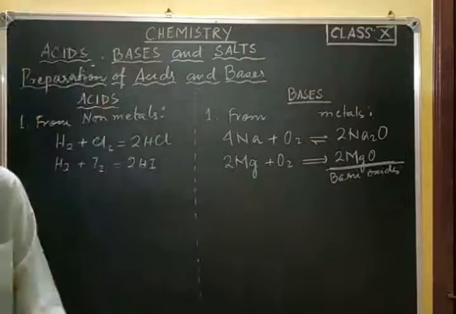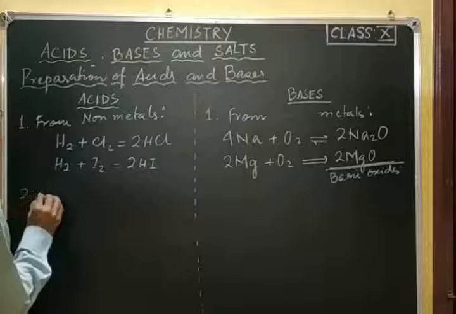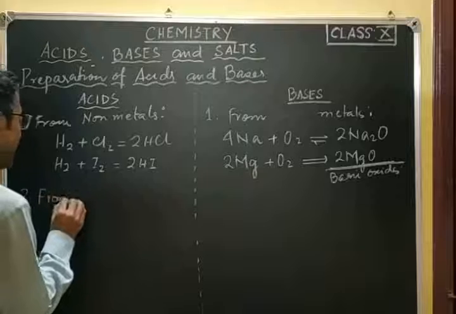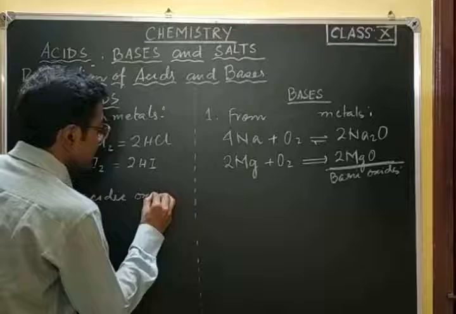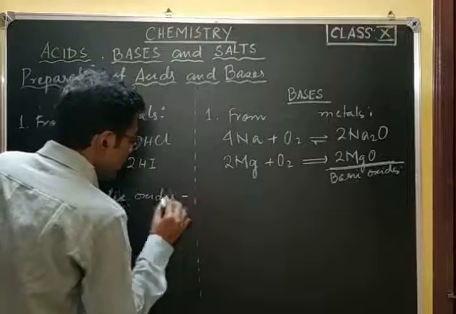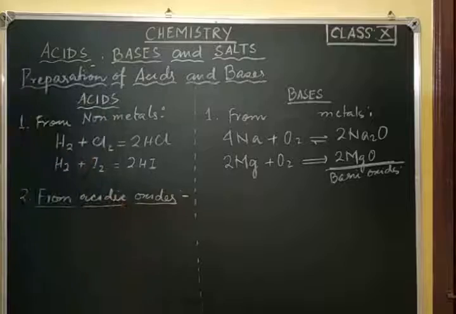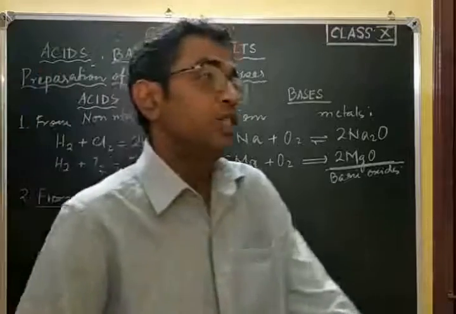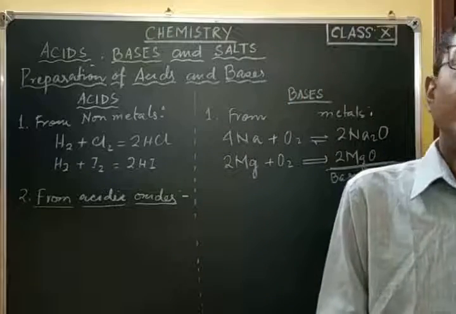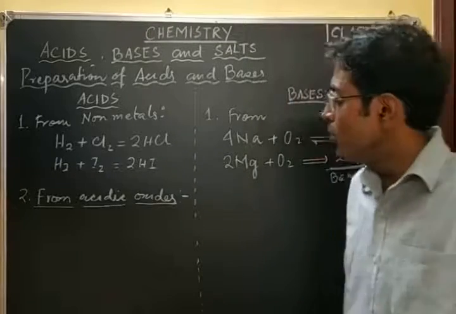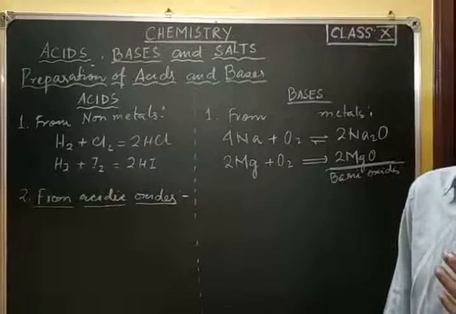Next you will start acid from acidic oxides. So number 2 is acid from acidic oxides. What are acidic oxides? Remember, I have told you non-metallic oxides are acidic oxides. Non-metallic oxides means carbon dioxide, sulfur dioxide, phosphorus oxide. All are examples of acidic oxides because they produce acid on reaction with water.